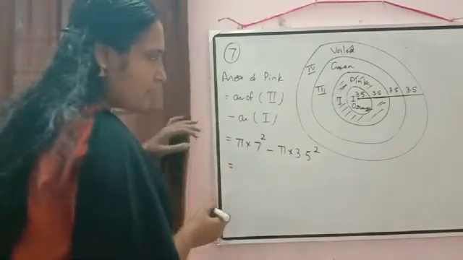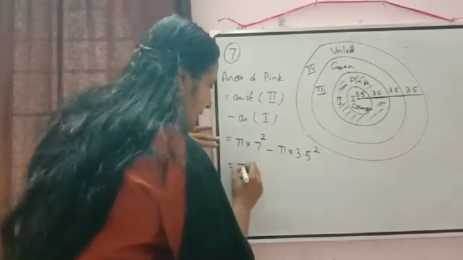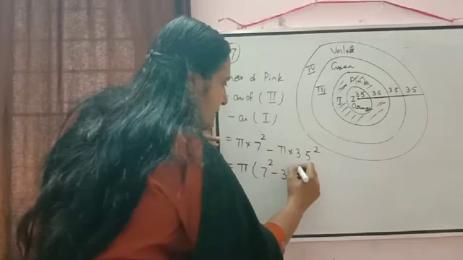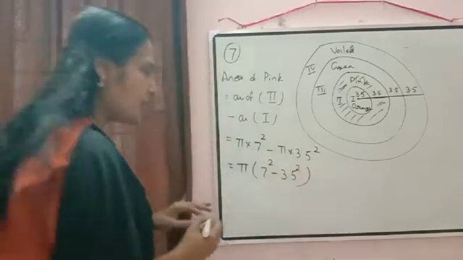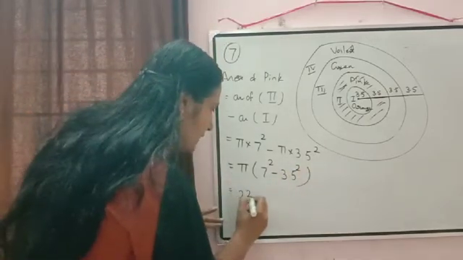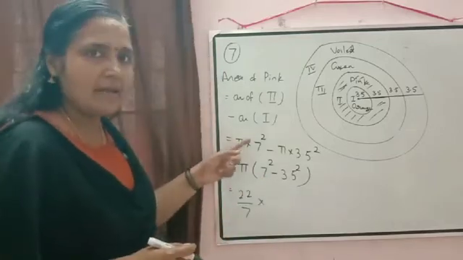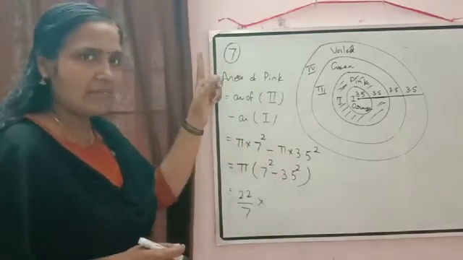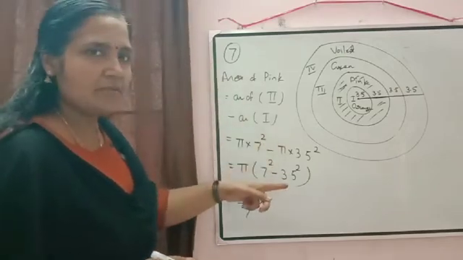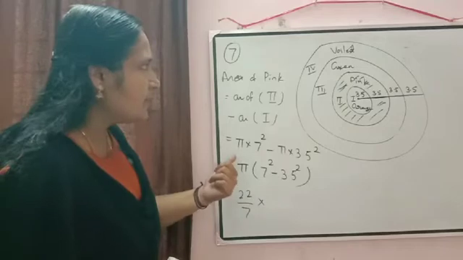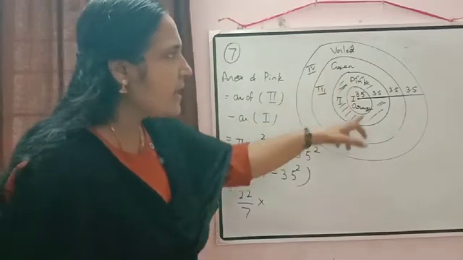Now how will we do the remaining calculations? Just to check if any common factor is there. Pi taken outside. Remaining it will be equal to 7 square minus 3.5 square. Pi is equal to 22 by 7. Here either you can simplify here only, the first region we have already calculated, you can substitute the value or you can do it in this way. Okay. So here we are getting the area of this pink region.